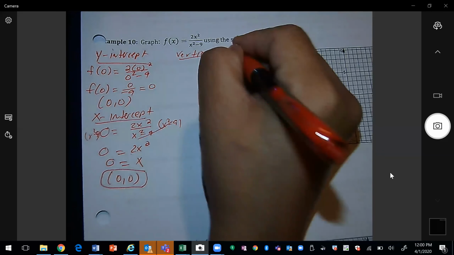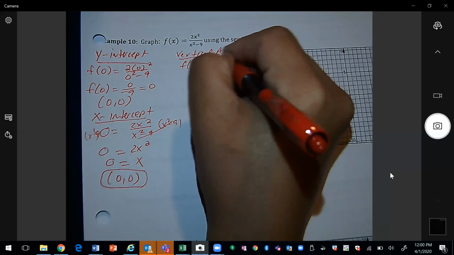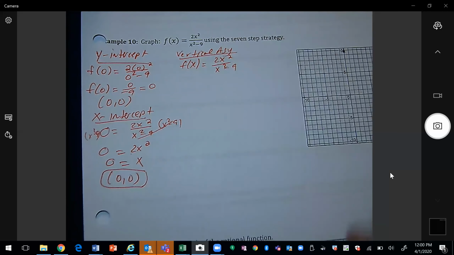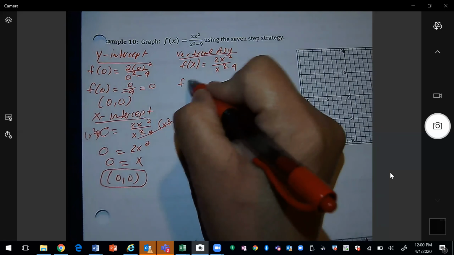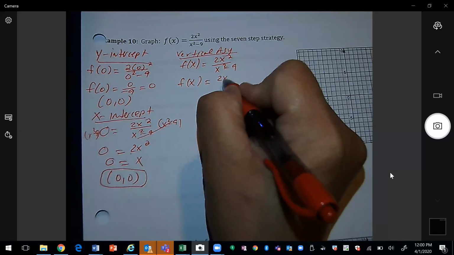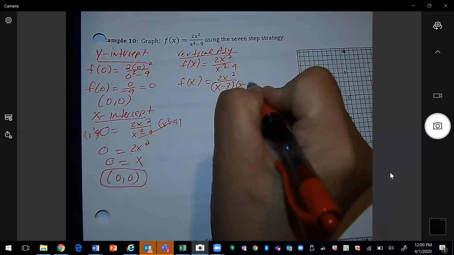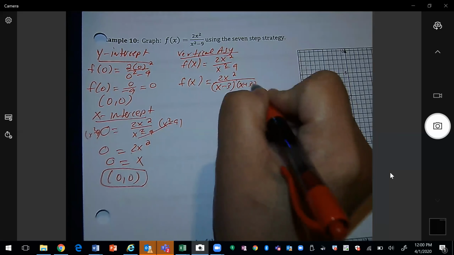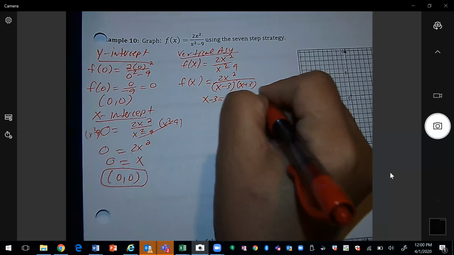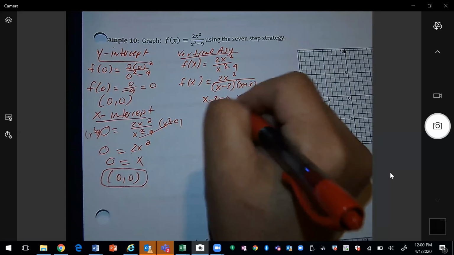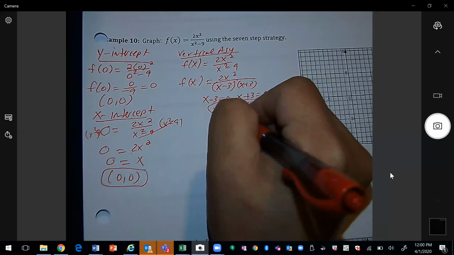Vertical asymptote. So for my vertical asymptote, the first step, again, remember, is to factor. So for the denominator, I get x minus 3 times x plus 3. I cannot cancel anything, so I set each one equal to 0. So x is equal to 3 and x is equal to negative 3. These are my vertical asymptotes.